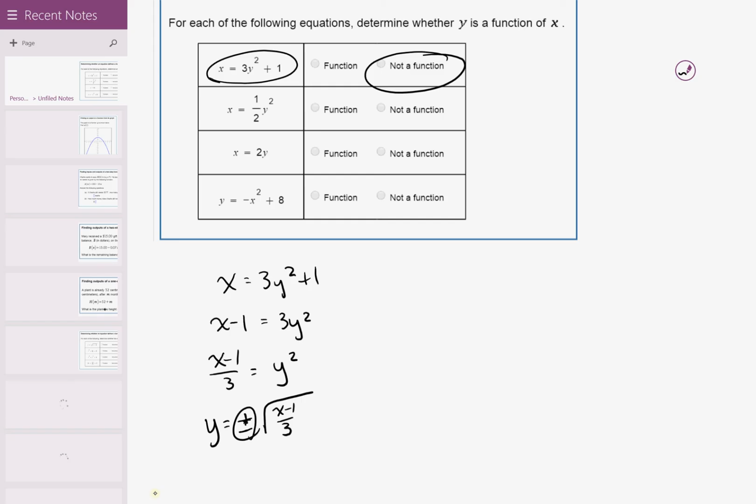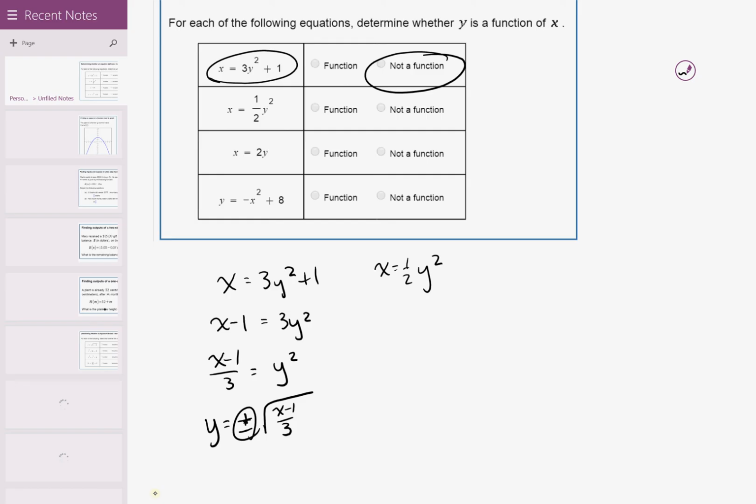In the second example, I have x is equal to 1/2 y squared, and you can see that we're going to take the square root of both sides again. Now, it is not always true that just because there's a y squared, it's not a function. There are cases in which the y squared would simplify out or fall away, or if there's a y cubed, the y squared is not going to be what determines the rule.